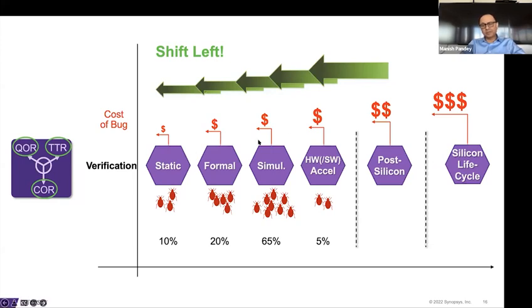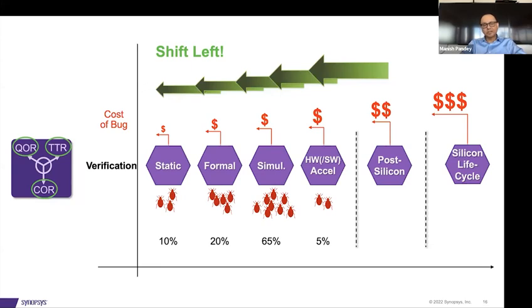The next step is simulation. Simulation is, again, the mainstay of verification. Most verification methodologies are there, and this gets you about 65% of the bugs. The remaining is when you run through hardware software accelerators like emulation or prototyping, which gets you the last 5%.